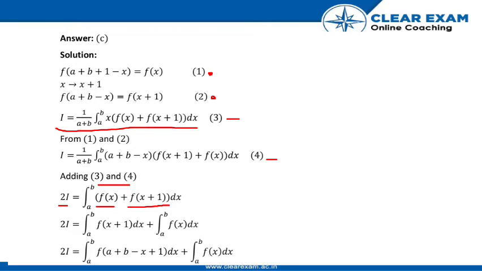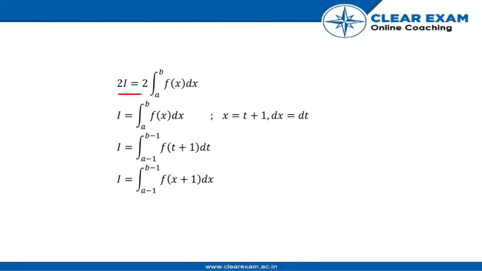So by solving it further, we get a plus b minus x plus 1 plus f(x) dx. Then after solving it further, we get 2I is equal to 2 integration b to a of f(x) dx. So we will put x equal to t plus 1 and dx equal to dt. So by solving it, we get I is equal to integration b minus 1 to a minus 1 of f(t + 1) dt, and I is equal to integration a minus 1 to b minus 1 of f(x + 1) dx.